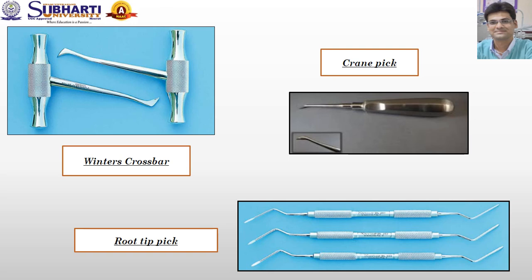Another instrument is the root tip pick instrument. It is a very delicate instrument as compared to the other elevators, and it helps in elevation of a small root stump which is left at the apical third. It should be used very cautiously, not to generate a larger amount of force, otherwise the tip of this instrument will get fractured.